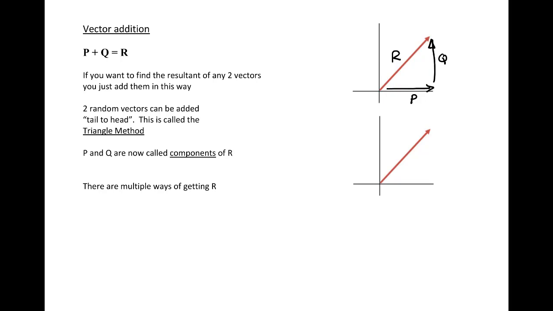When you add them together tail to head like that, you form a nice little triangle, and we call that the triangle method. Clearly that's not the only way of getting from this point to this point, and so we could add two other vectors. We'll call that P prime and Q prime, but we still get the same resultant. So again, we'll form a triangle, and that's still called the triangle method, and there are obviously multiple ways of getting to R.